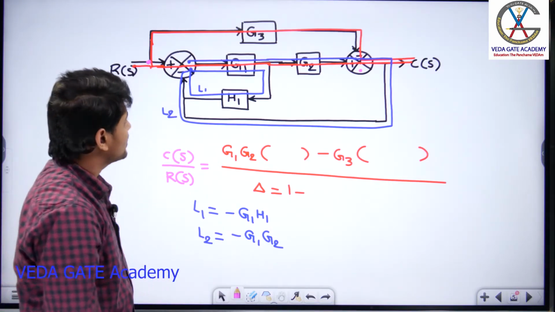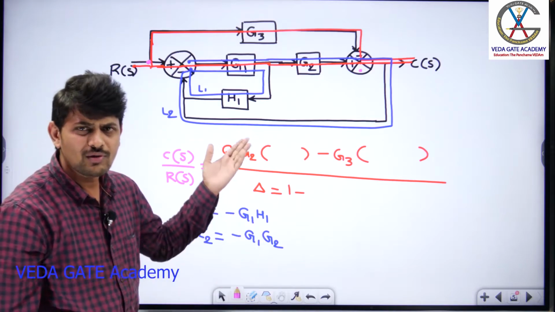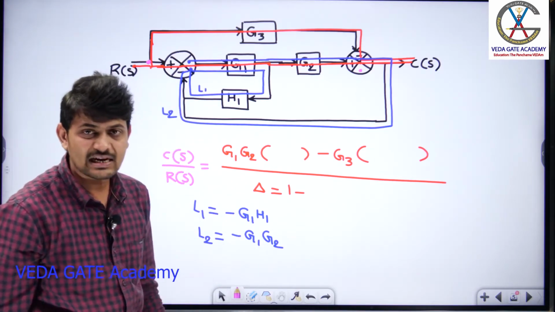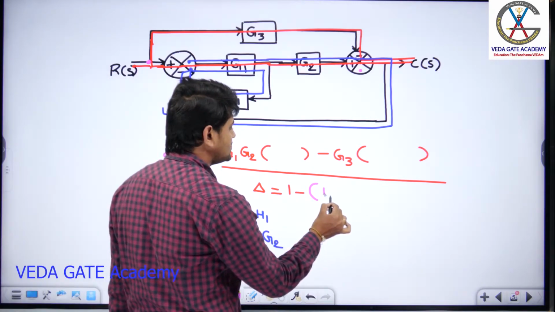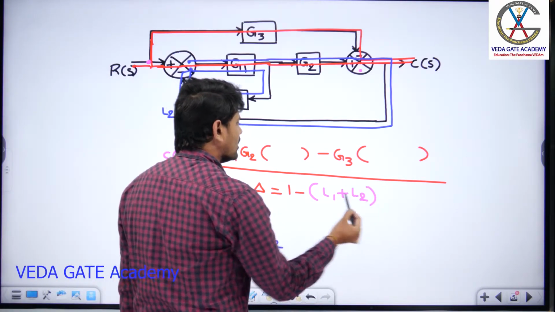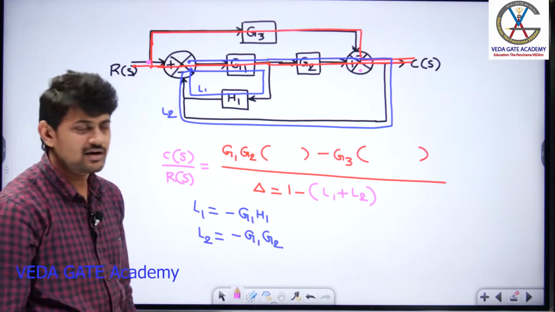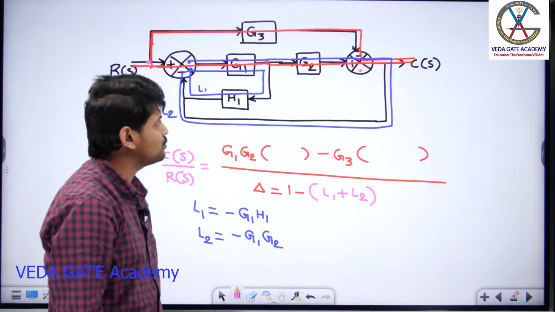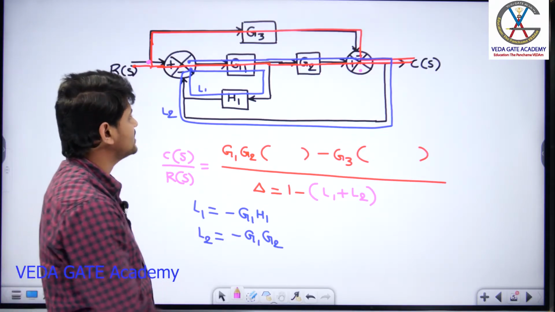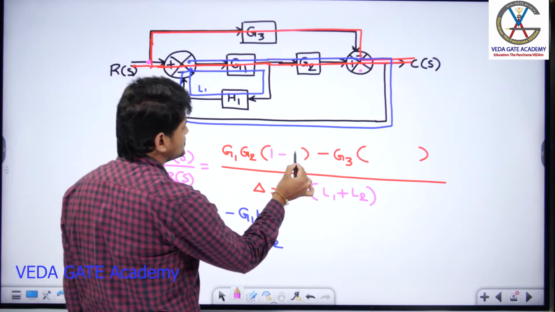Now can you tell me, are there any two non-touching loops? You will have only two loops. Can I say these are touching loops or non-touching? They are touching loops. So what is the value of delta, 1 minus L1 plus L2? Now the last one is you need to determine delta 1 and delta 2. Now for the first forward path, out of these two loops, can I say both the loops are touching? Yes, both the loops are touching. So I can say 1 minus 0.